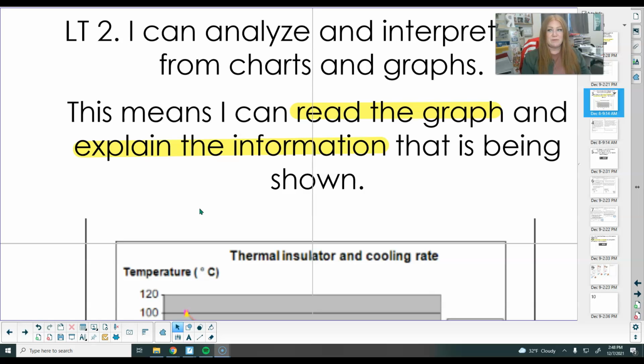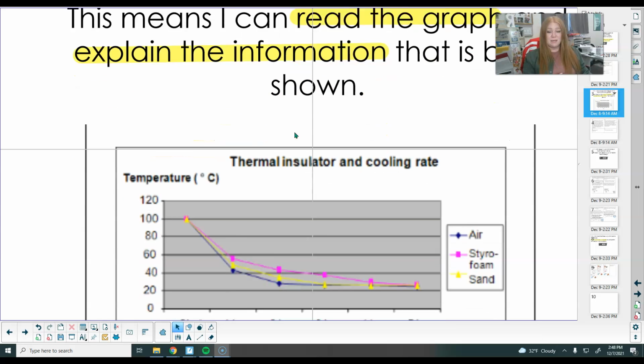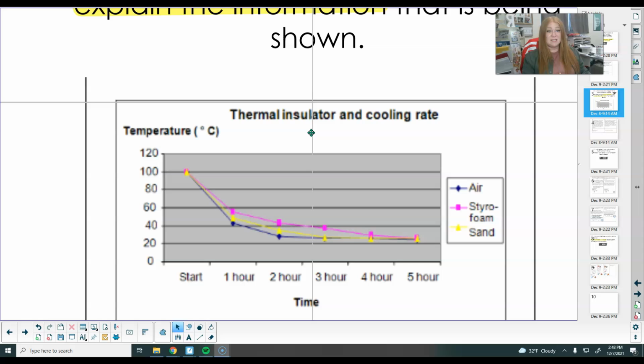Question number 2 on our review asks us to analyze and interpret data from charts and graphs. So this means I can read the graph and explain what is being shown to me. So here is the picture of your graph. This is also available in Canvas. I know it's kind of hard to see on your paper.